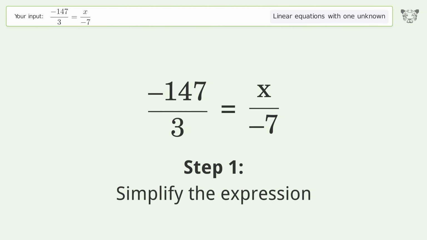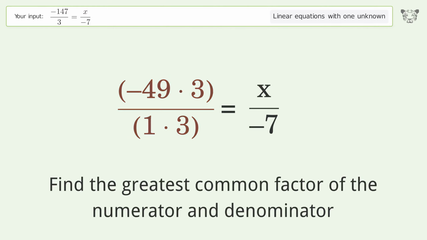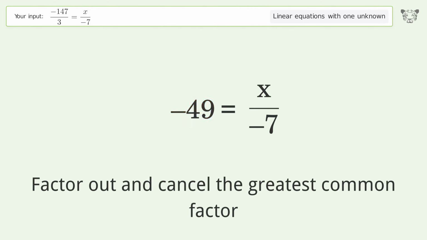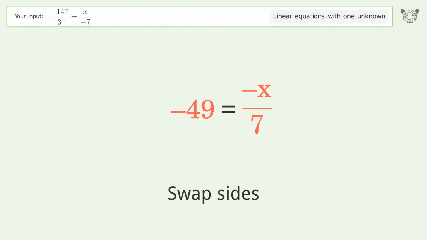Simplify the expression. Find the greatest common factor of the numerator and denominator. Factor out and cancel the greatest common factor. Move the negative sign from the denominator to the numerator. Swap sides.